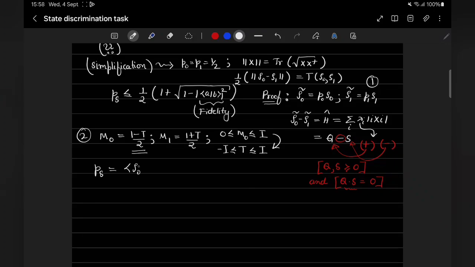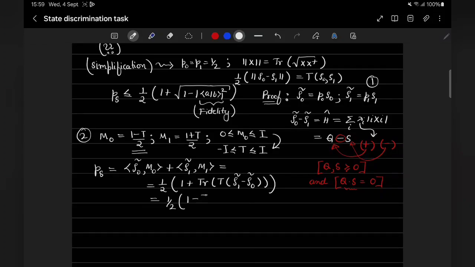PS was trace of rho 0 tilde m0 plus rho 1 tilde m1, and I will write it in terms of t. So this is equal to half, I'm taking the half out, so I have 1 plus trace t times rho 1 tilde minus rho 0 tilde. This again can easily be checked, and this is equal to half bracket 1 minus trace t times rho 0 tilde minus rho 1 tilde.